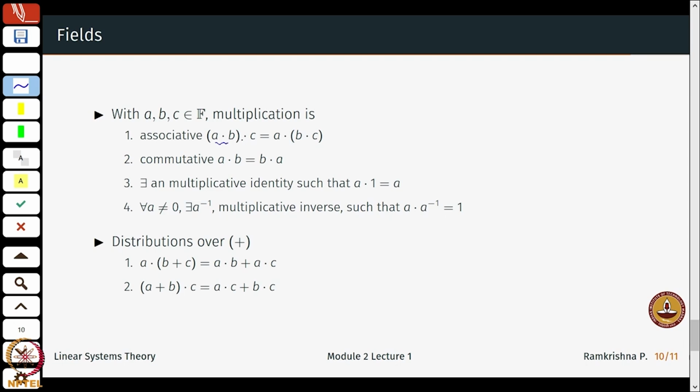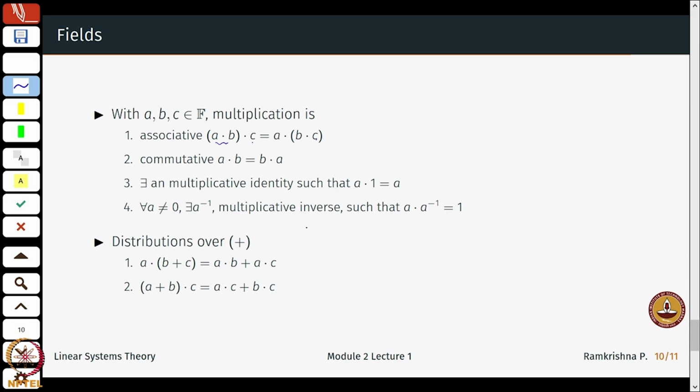Same associative property: A times B, if you multiply these two first and multiply by C, is the same as first multiplying B with C and then A. Commutative: A times B is B times A. There will always be a multiplicative identity, where A times 1 will always give me A. There will be a multiplicative inverse and so on.